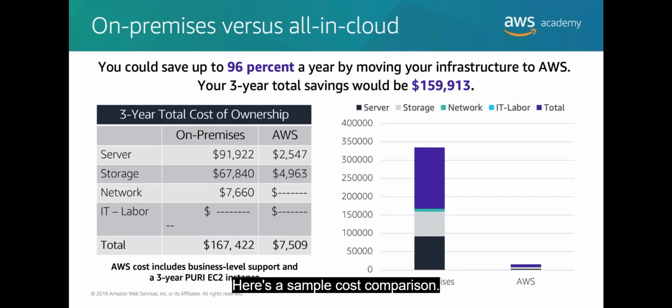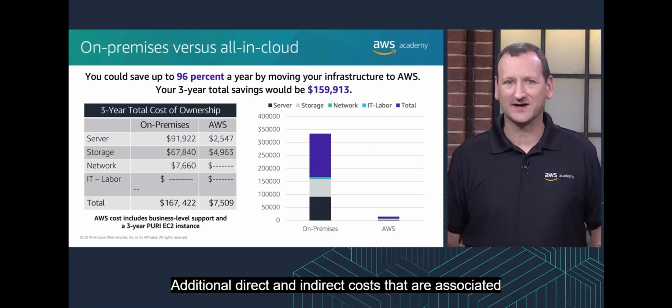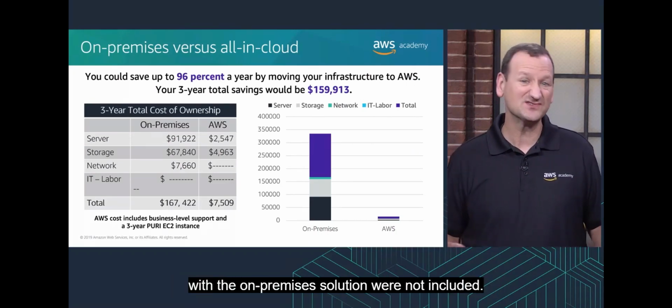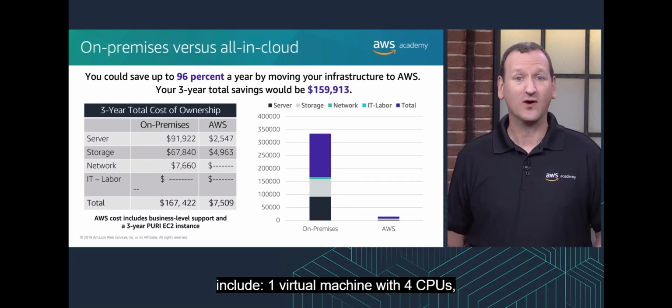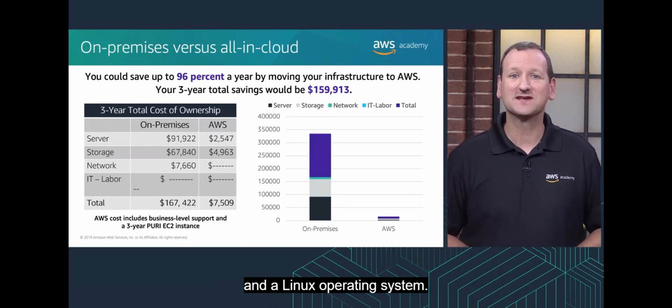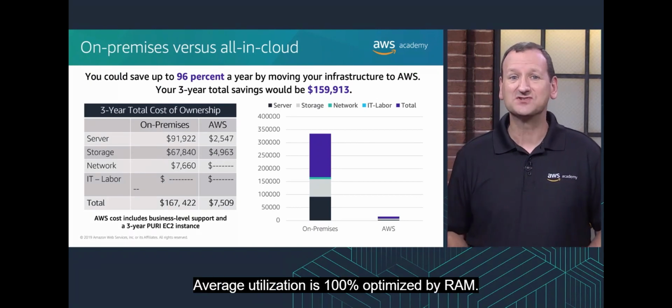Here's a sample cost comparison. This example shows a cost comparison for an on-premises solution and a cloud solution over 3 years. For this comparison, two similar environments were constructed to represent the on-premises and AWS environments. Additional direct and indirect costs that are associated with the on-premises solution were not included. The components of the on-premises solution include one virtual machine with 4 CPUs, 16 gigabytes of RAM, and a Linux operating system. Average utilization is 100%, optimized by RAM.